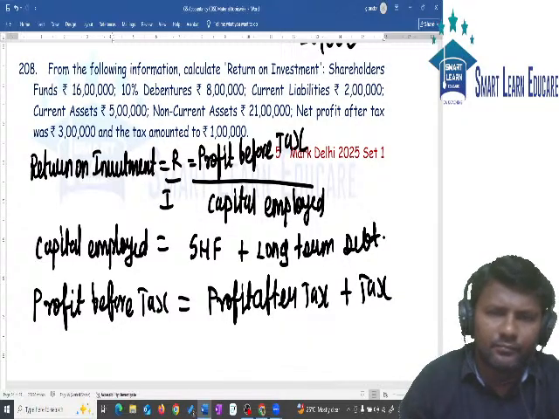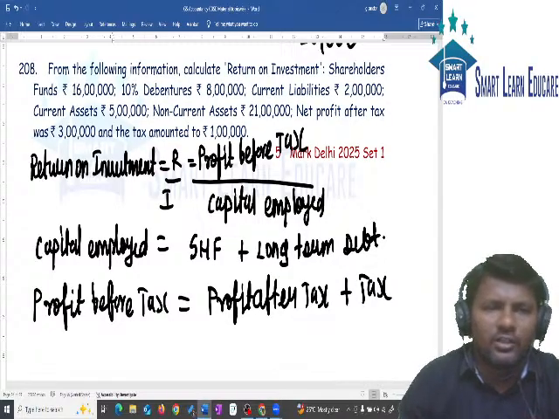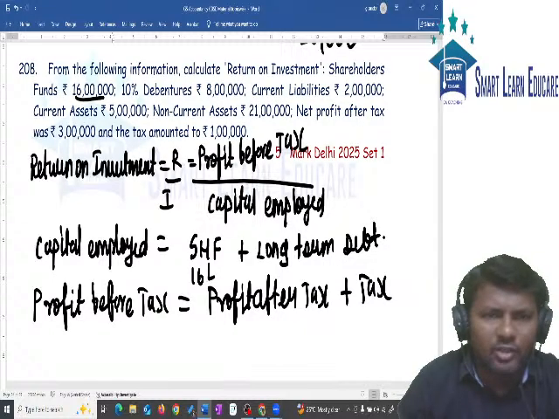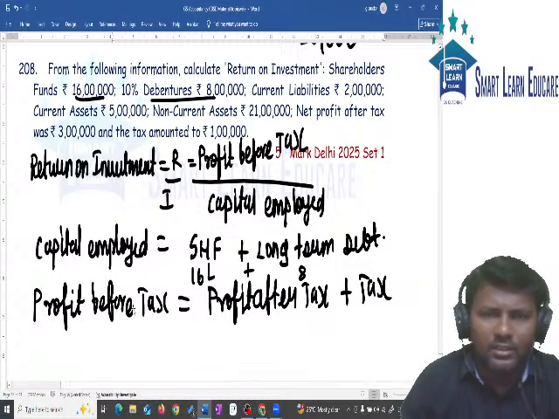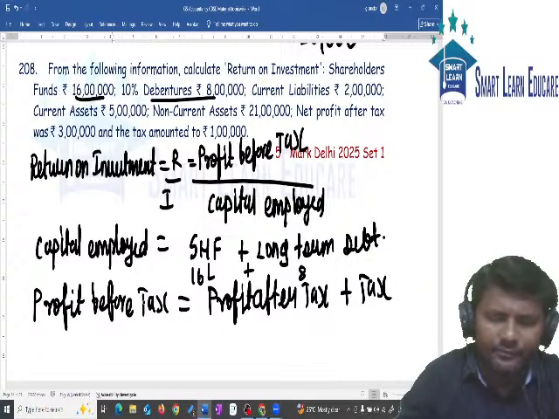Completed. So shareholders fund, how much is it given as? 16 lakh. So 16 lakh plus long term debt. Debenture is the long term debt. It is 8 lakh. So 16 plus 8 will give you 24 lakhs. Correct? 16 lakh plus 8 lakhs will give you 24 lakhs.